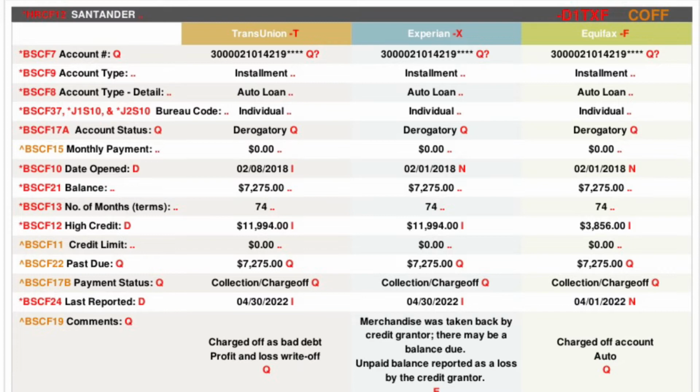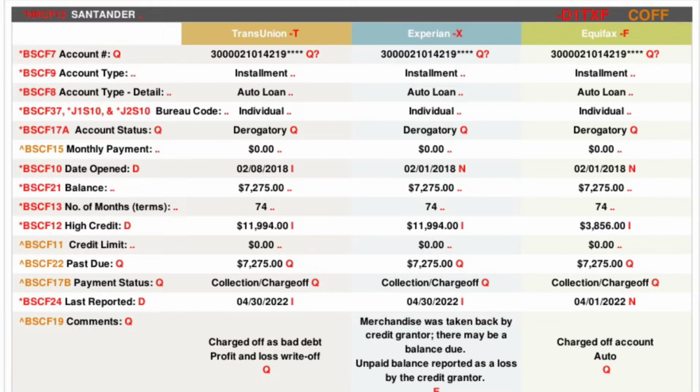Moving down, the first row is the account number, and this is the Metro 2 format. The code is base segment character format 7, which lets Oscar know that we're disputing the account number. Where you see the Q in bright red, which means required, that is saying questionable condition. So we're questioning that account number and challenging it for its accuracy.